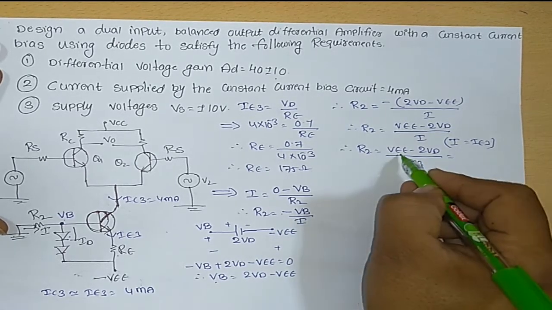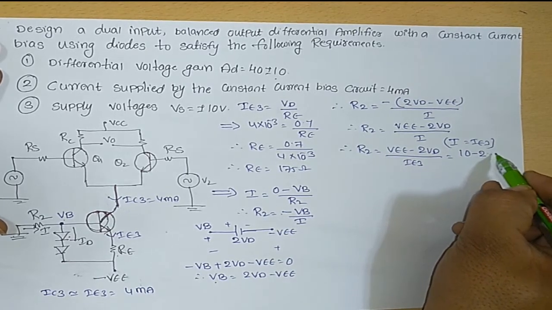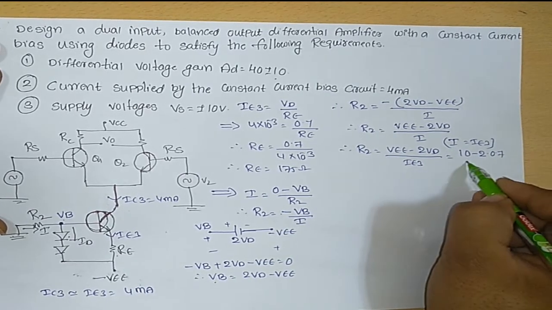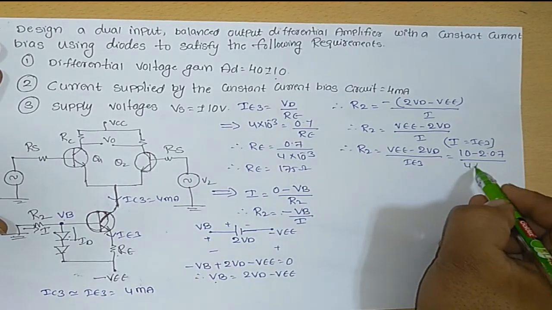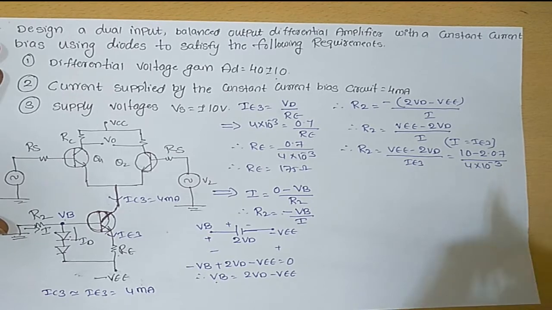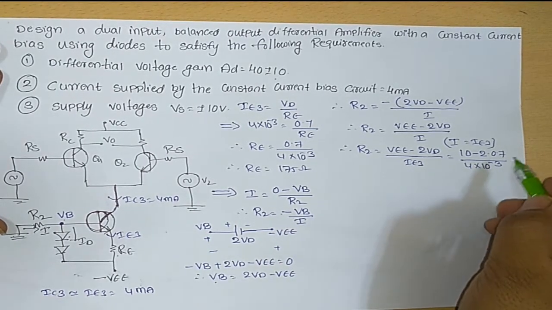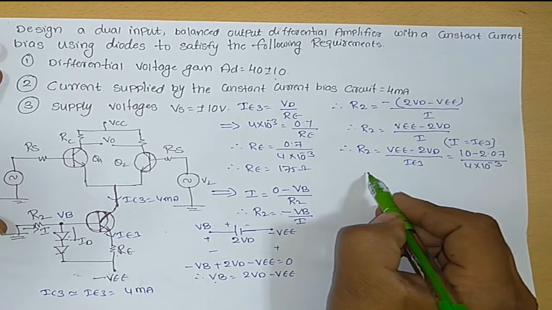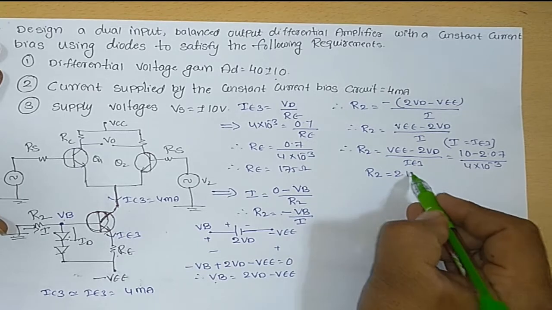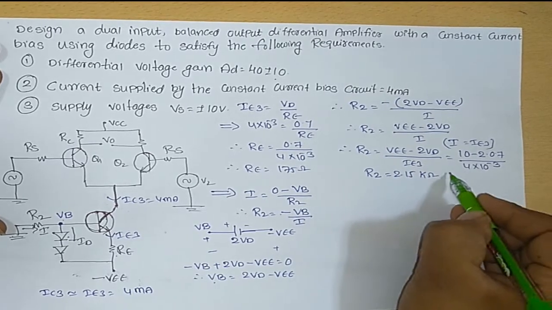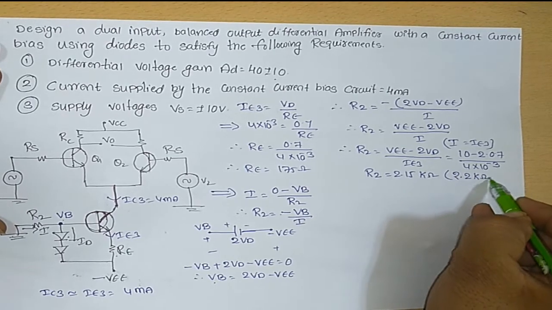Clear? That is equal to, what is the VEE value? 10 minus 2 into 0.7 whole by the IE3 value. IE3 equals 4 into 10 power of minus 3. We can simplify all these values, then we will get R2 equal to 2.15 kilo ohms. As per the standard we consider 2.2 kilo ohms.